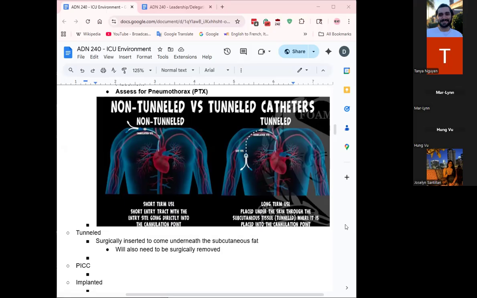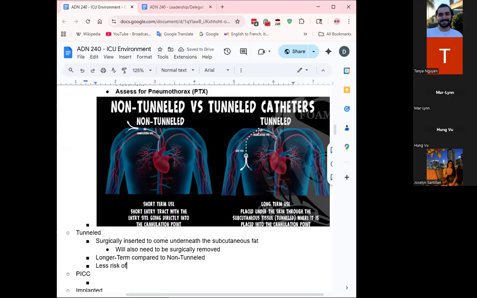Yeah, so it's going to be a longer term thing. It's surgically placed. It's more methodically placed. So it's going to be a longer term thing. It's not going to be there as an emergency thing because you have to surgically put it in. There's also going to be a lower risk of infection.